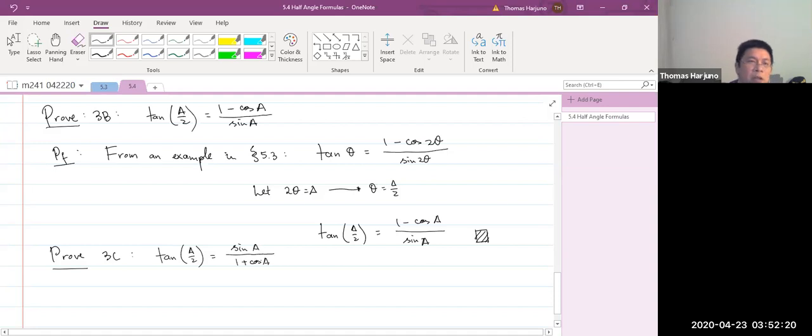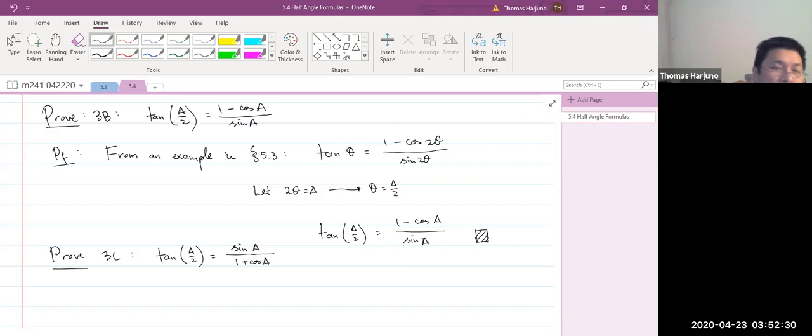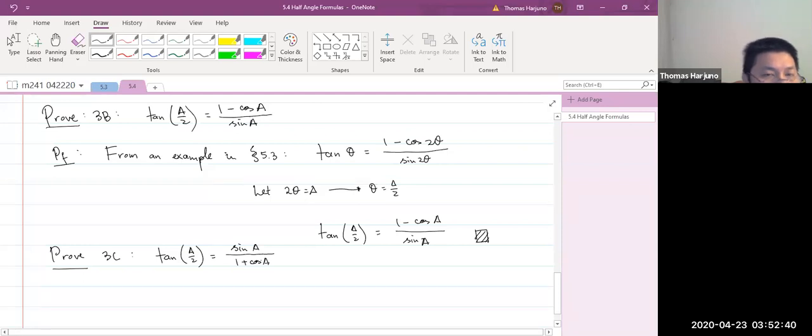Now notice that the good thing about these two formulas, tangent a over 2 in 3b and 3c, is we can get the values without deciding which quadrant they are located. Okay, as long as we know sine a and cosine a, we are actually able to find tangent a over 2 directly. Okay, now here's the proof.